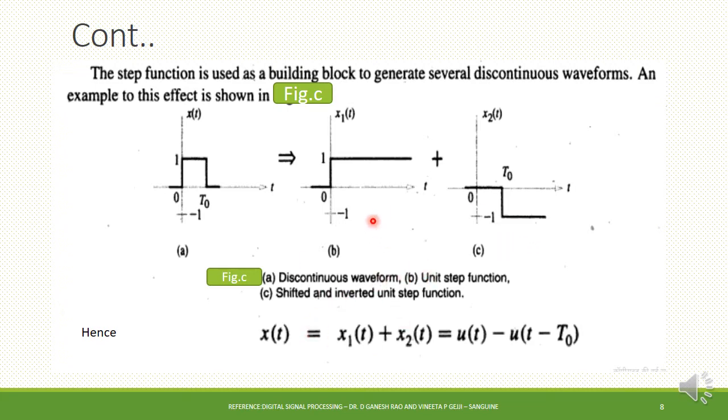So totally, x of t is one discontinuous waveform signal. This is equal to x1 of t plus x2 of t. So x1 of t is a unit function, that is u of t, minus what is x2 of t? That is u of t minus t0. Here what you will get? You will get t minus t0.